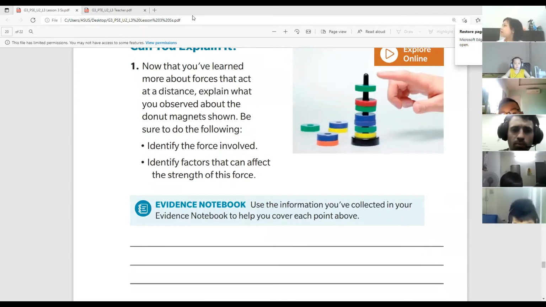Remember, when you see bullet points, you need to make sure you answer both. If you just answer one, you will not get full credit. You need to make sure you answer both. Okay, there are 2 bullet points here.